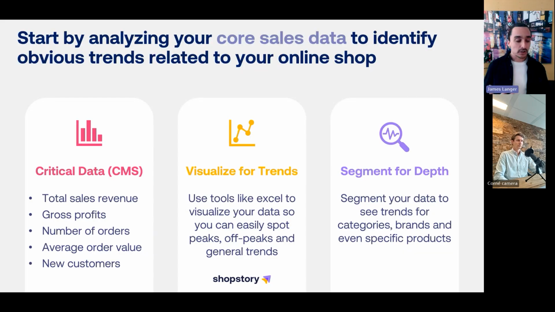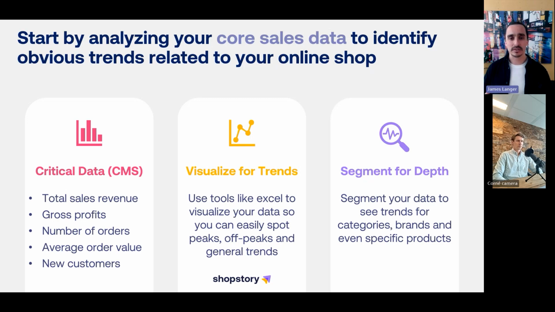When you are looking to figure out what kind of seasonality is impacting your shop, you obviously want to start by analyzing just your core sales data to identify the most obvious trends that relate to you. So where can we get these? Well, the first thing is your critical data that you can pull out of your CMS. Maybe you already have this connected to some accounting system or something like that. But wherever you have it, we're talking about things like total sales revenue, gross profits, number of orders, average order value, number of new customers.